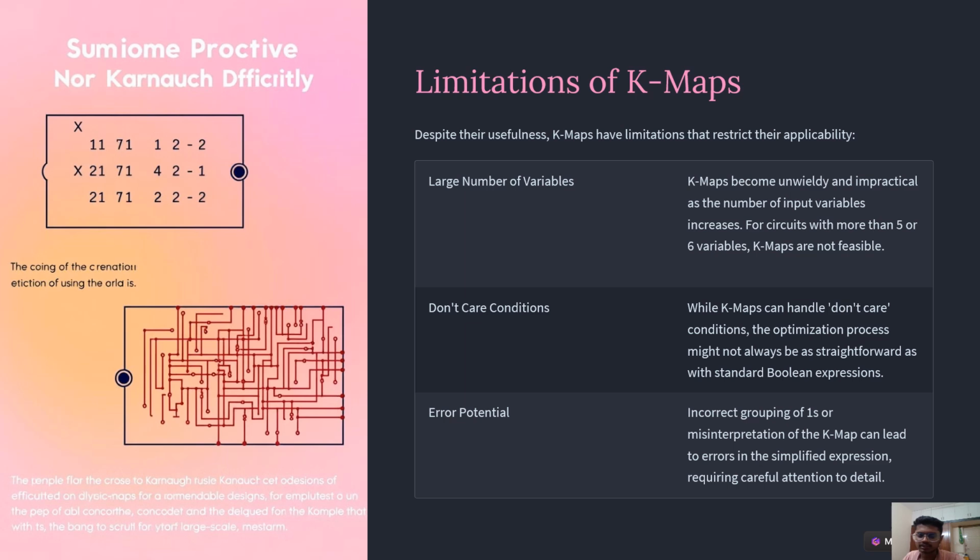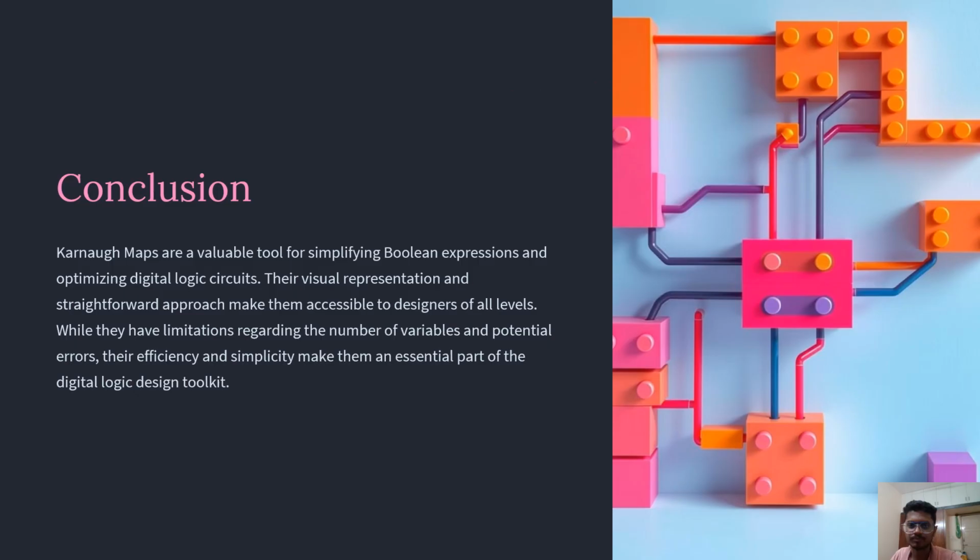Don't care conditions. While K-maps can handle don't care conditions, the optimization process might not always be as straightforward as with standard Boolean expressions. Error potential. Incorrect grouping of ones or misinterpretation of the K-map can lead to errors in the simplified expression, requiring careful attention to detail.